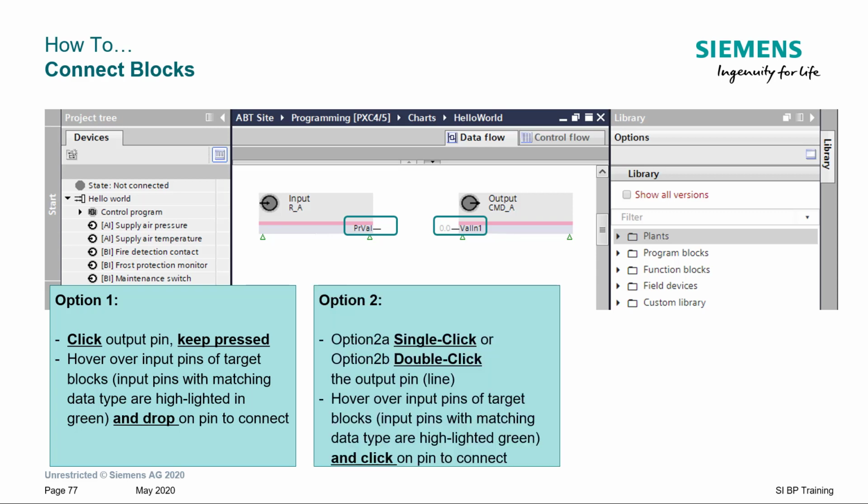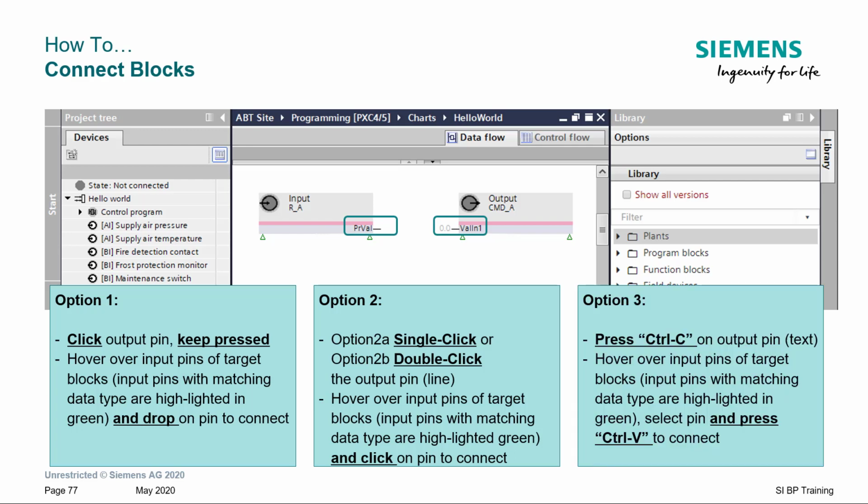Second option could be to single or double-click on the line of the output pin and then click on the target input pin. Otherwise, you could also select the output pin text and press Ctrl and C keys on your keyboard. And, to make the connection, select the target input pin and press Ctrl and V keys.